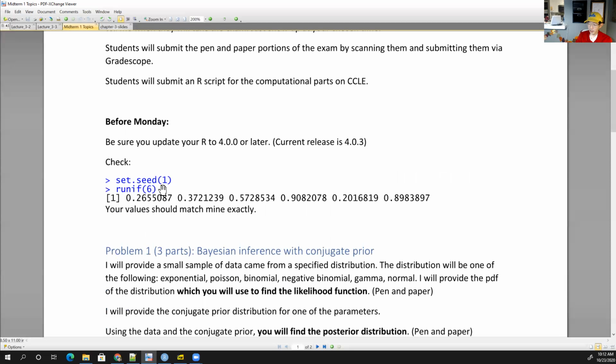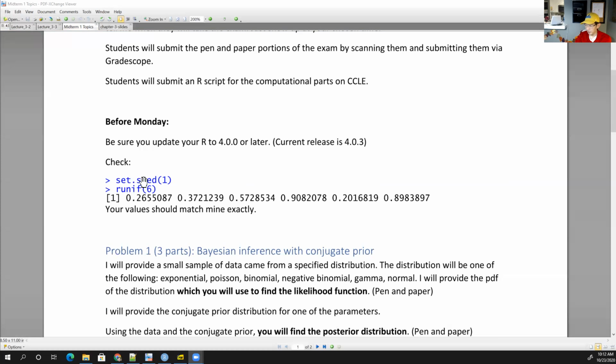To make sure your R results line up with mine. If they don't line up with mine, then I'll check your script and stuff. Please make sure you have a current version of R. I think the current release is 4.0.3, but at least make sure it's 4.0 or later.